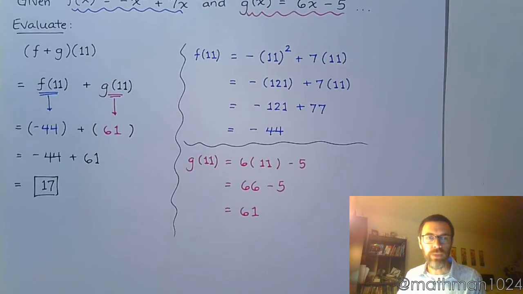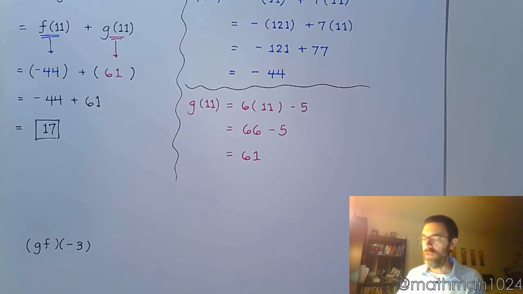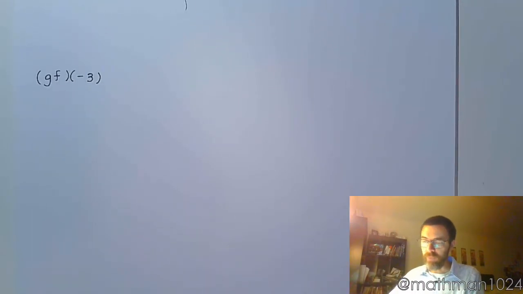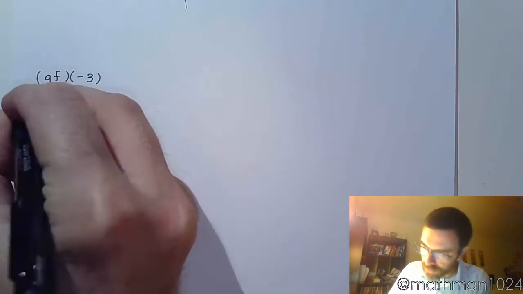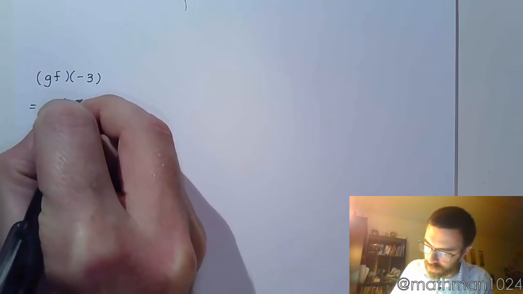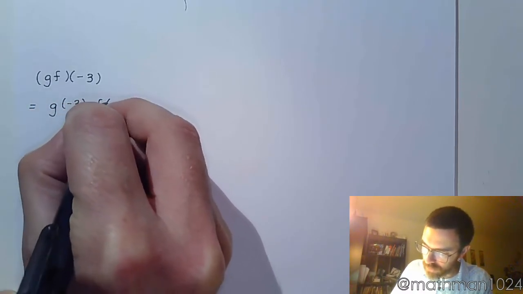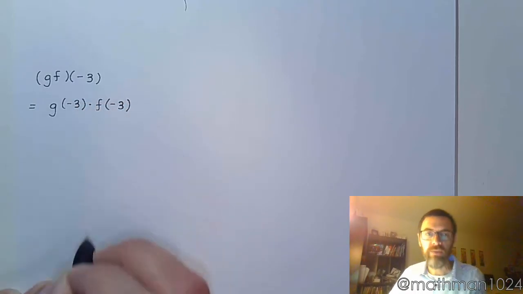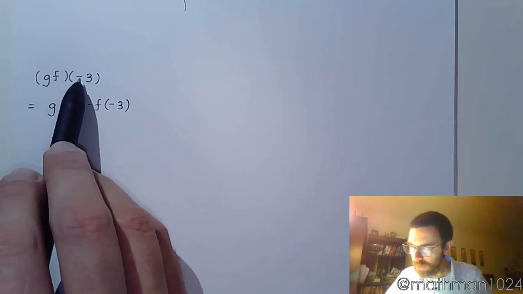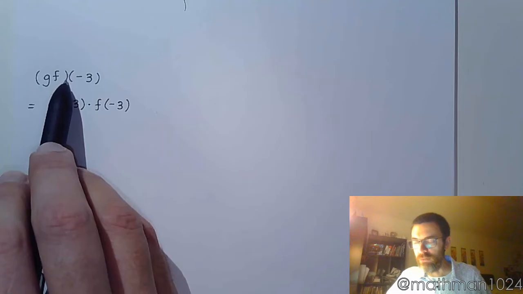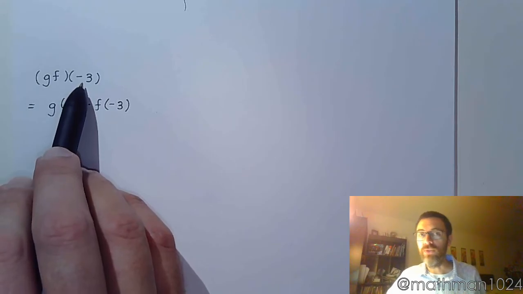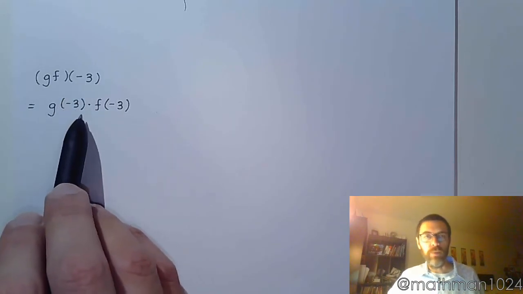The next problem is doing gf of negative 3. So we need to understand a couple of things here. When the g and the f are right next to each other, this really means that we have multiplication. So it means that we need to do g of negative 3 times f of negative 3. This negative 3, I know it's kind of confusing because there are parentheses here, but there's no multiplication between these guys right here. This function notation says you're going to plug in negative 3 into each function, and when you do that, you're going to multiply those results.